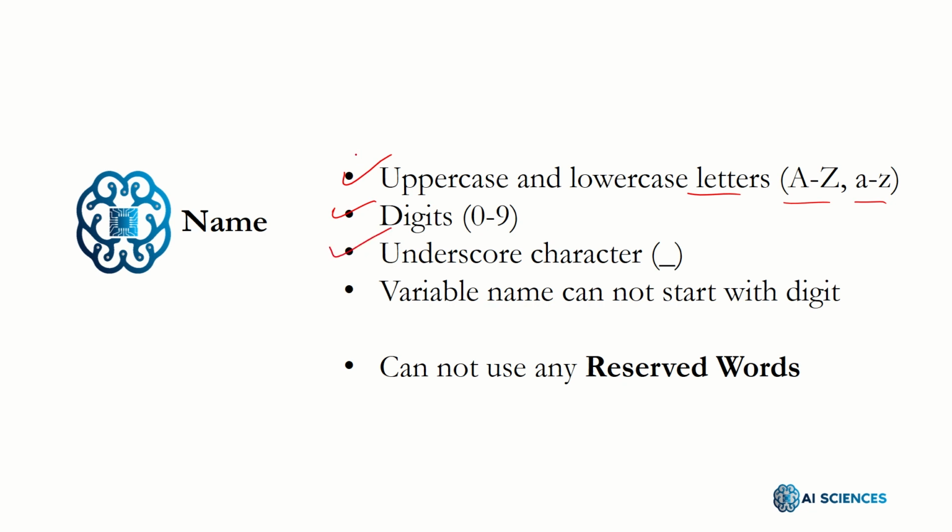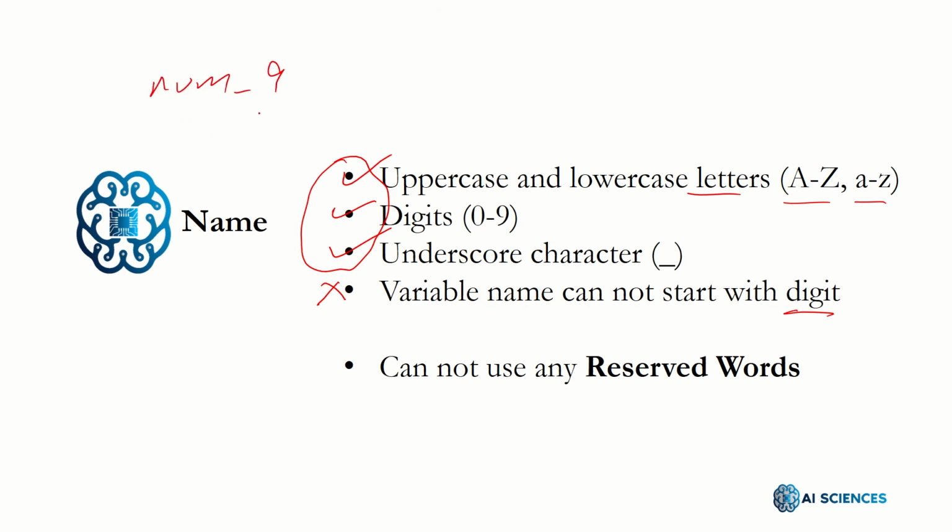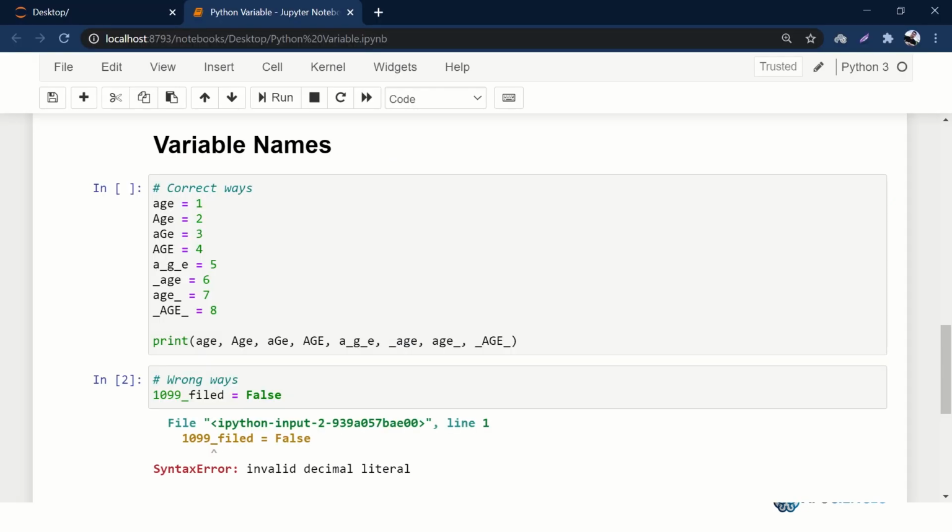We can use any combination of these 3 points, but we cannot use a variable name that starts with a digit. We can use a variable name num, or num underscore 9, but we cannot use a variable name 9 underscore num or something. So we cannot start a variable name with a digit. Let's come to the third point later on. Let's practice this first point.